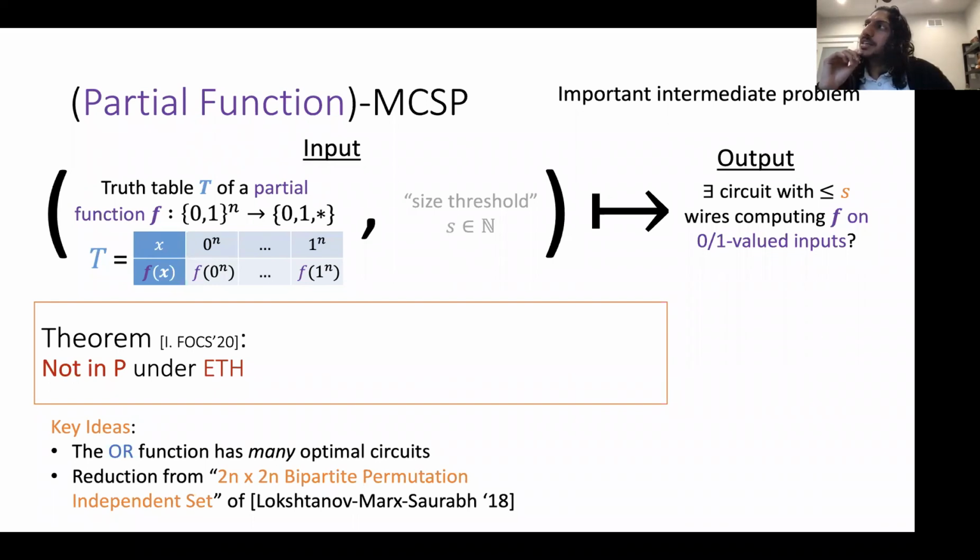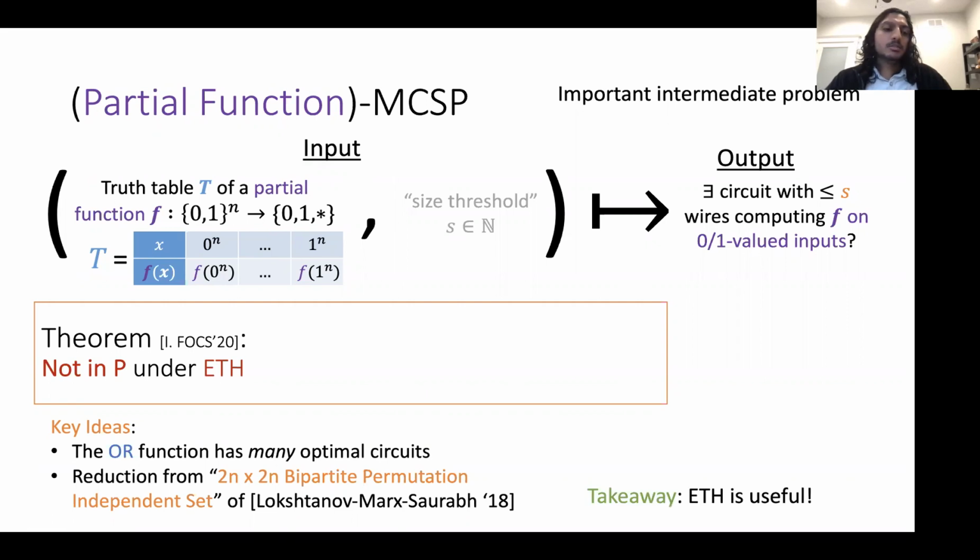If you squint at that, maybe the fact that computing the OR function forces you to choose some permutation could be related to permutation problems. And that's what we do. We show that there's a reduction from this crazy sounding problem, 2n by 2n bipartite permutation independent set. It has a big name, but it's not that bad. We show there's a reduction from this problem to partial function MCSP, and this problem was already known to be ETH hard from work by LMS. And that's how this result is proved.